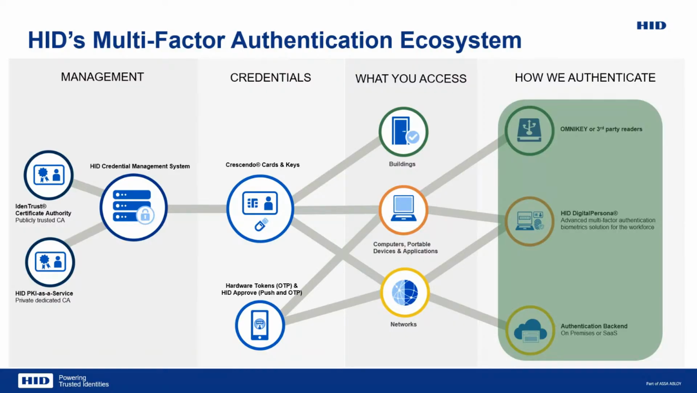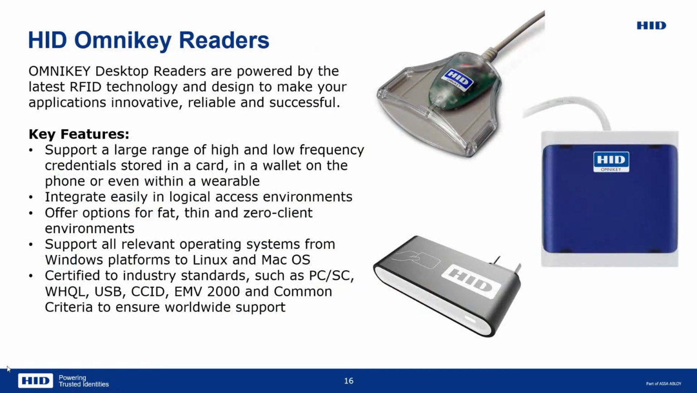But in order to give access with the different types of credentials, you also need some way to read them, right? If you have a card and you want to present it to a computer, then you have to have some sort of reader to do that. Now, for HID, the answer to that is OmniKey readers. One of the big benefits is that they support all of the relevant operating systems, like Linux, Mac OS, and Windows. They're certified with all of the standards, for compatibility across the world, right?